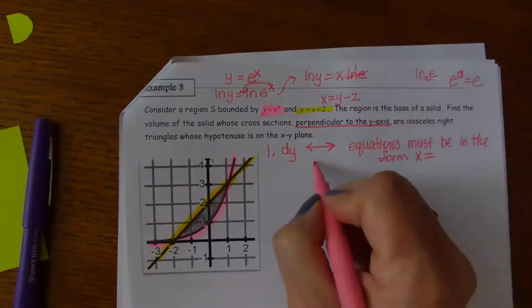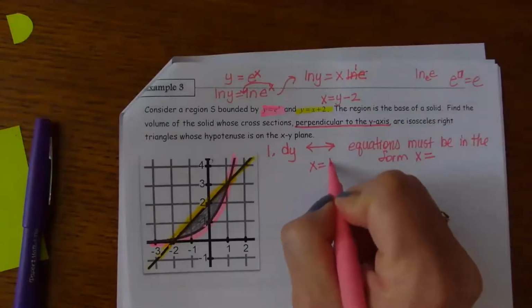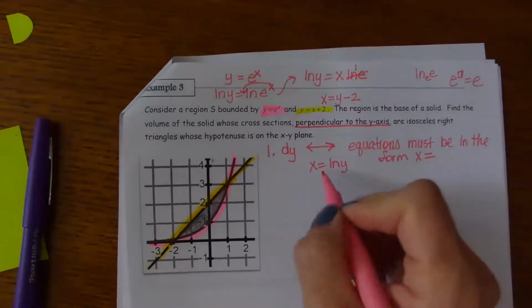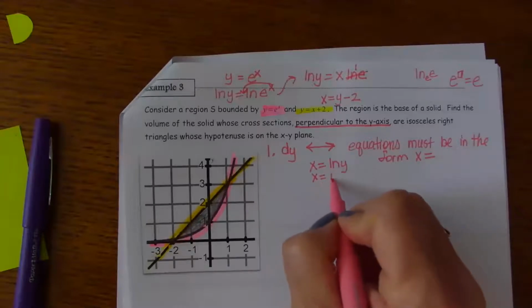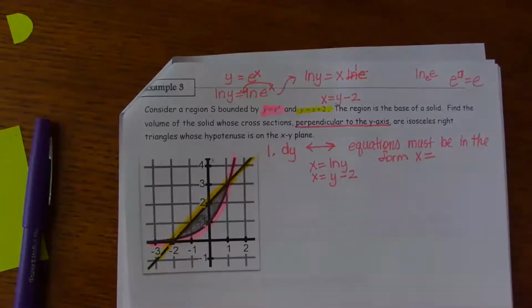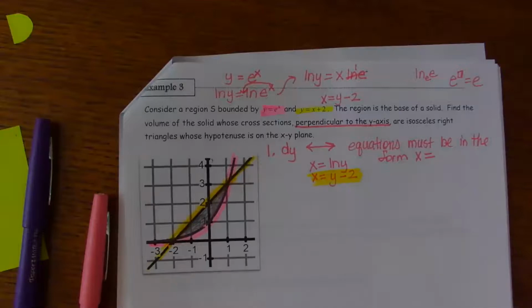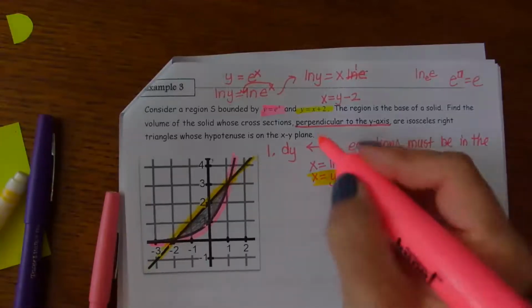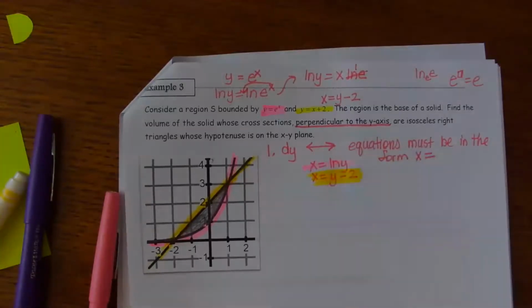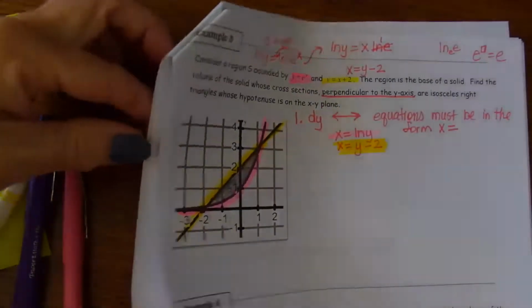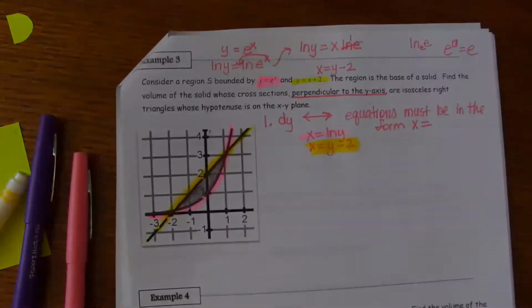So therefore, x equals ln y and x equals y minus 2, right? Now this is my yellow one, right? This is my, well, I shouldn't have wrote in pink. That's my pink one. I want to keep them straight. I didn't change the equations. I just isolated the x. Okay, we got that taken care of. What color? I did purple next.